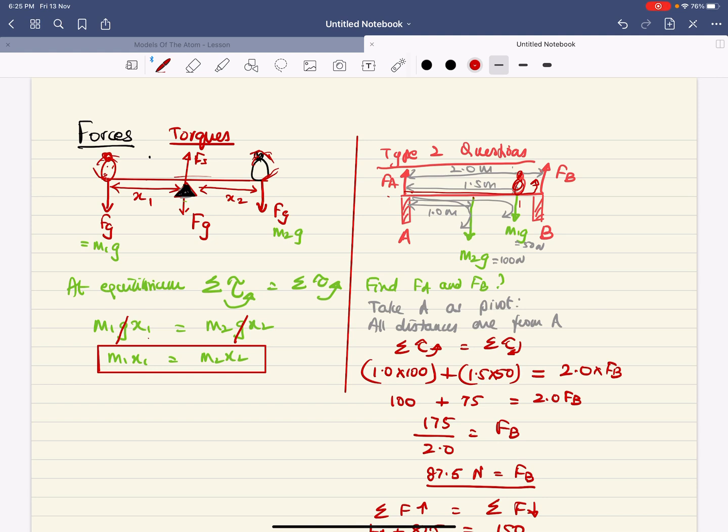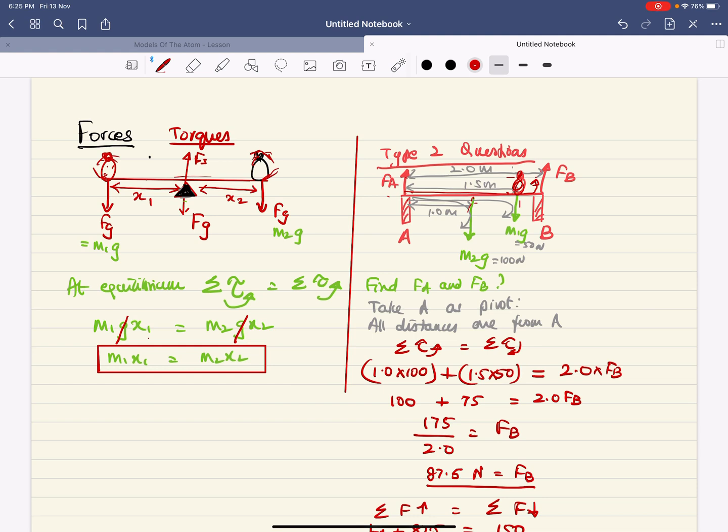Now, suppose you have to find the support forces FA and FB. You need to take one of them as the pivot, it doesn't matter which one. Whatever you choose as a pivot, all distances are measured from that point. Let's say we assume this whole thing is 2 meters, and this one acts right through the center. Sorry, that's my dog barking. And this one is about 1.5 meters.